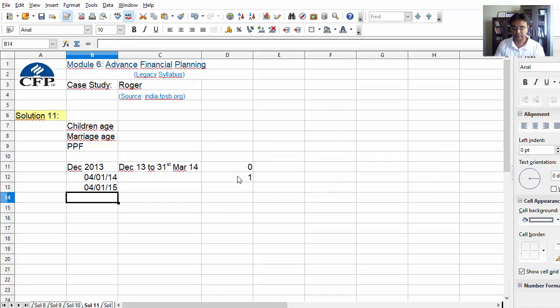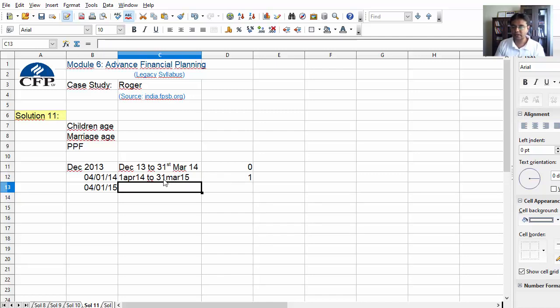But remember, this 1st April 14, the starting year, ends on 31st March 15, so I'll put 1st April 14 to 31st March 15. The next day after 31st March 15 is 1st April 15, right? So again here the financial year is 1st April 15 to 31st March 16. And this is the second year.